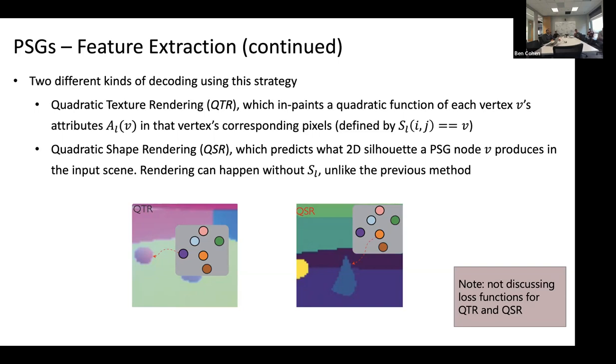And the second technique is called quadratic shape rendering, which basically predicts the 2D silhouette of a node in that input scene, again given the vertex's attributes. And in this case, like I said, the rendering does not need the actual ground truth pixels, since all we need is the silhouette. What do you mean by quadratic function of the attributes?